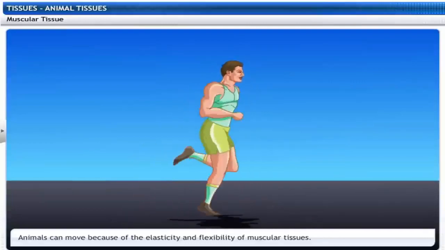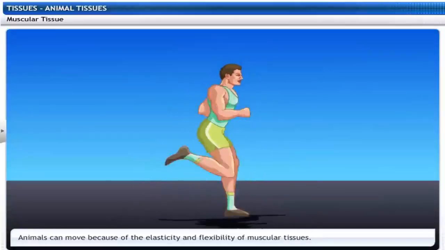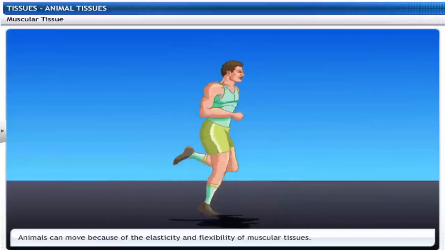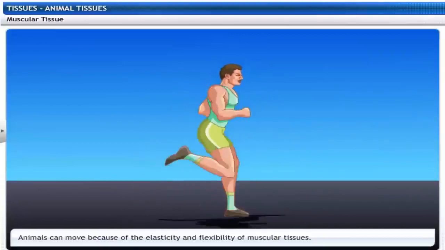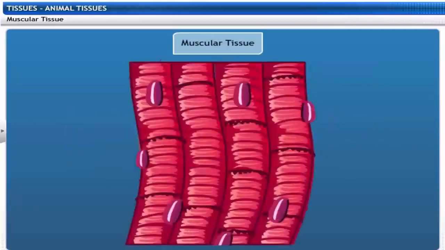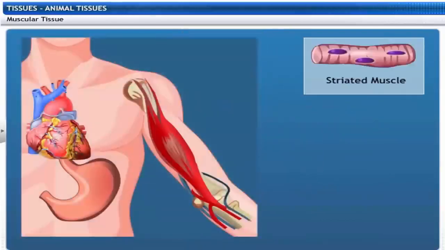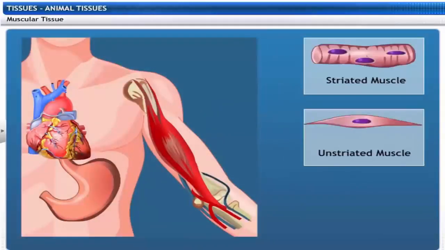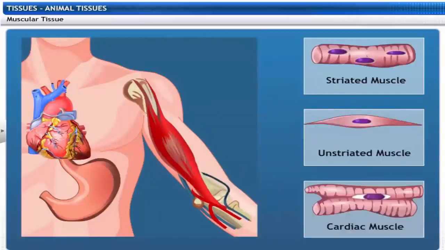Animals can move because of the elasticity and flexibility of muscular tissues. Muscular tissues have elongated cells called muscle fibers. Muscular tissues are of three kinds: striated muscles, unstriated muscles, and cardiac muscles.